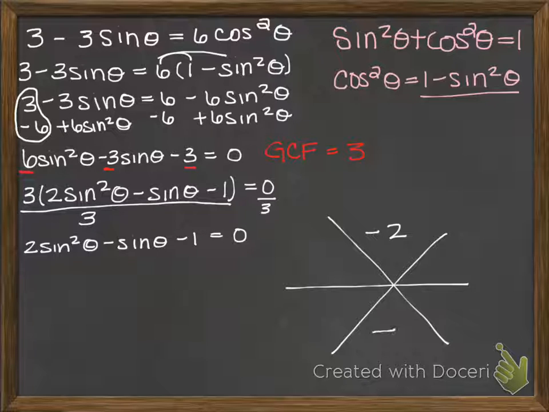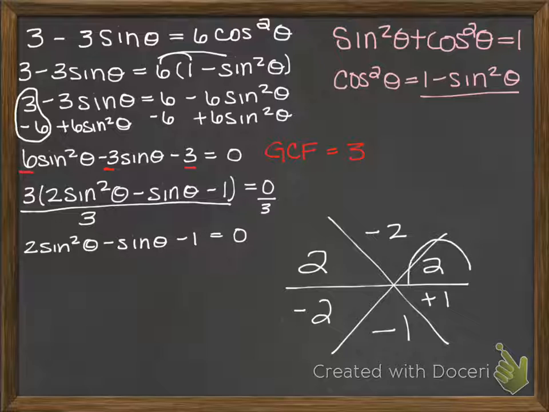negative 1. I'm looking for two numbers that will multiply to give me negative 2 and add to give me negative 1, and I want to add in my leading coefficient so that I can deal with it while I'm factoring. So the leading coefficient goes up here, and here would be my two numbers that I want to multiply to negative 2 and add to negative 1. So negative 2 plus 1 would give me a negative 1 and multiply to give me negative 2. So here is negative 2, and over here I'd have a positive 1.